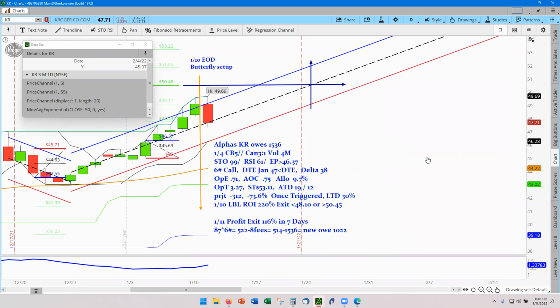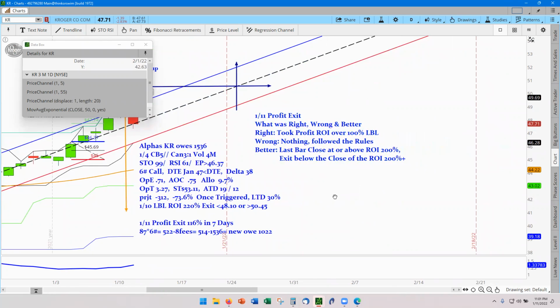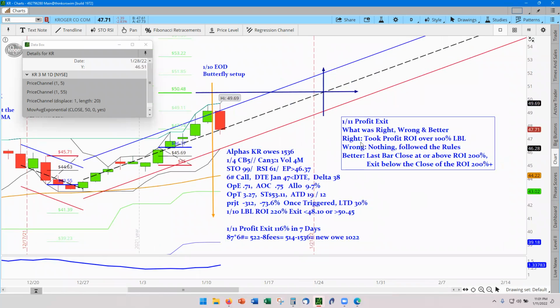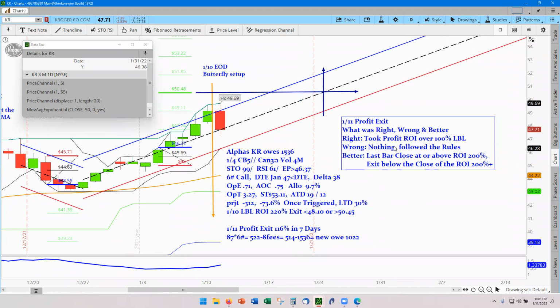So that said, we now go on to evaluation. The question is, what did we do right? What did we do wrong? And what could we have done better? So here we go. What was done right? We took profit, ROI above 100, last bar low. We followed the rules. What did we do wrong? Nothing. We followed the rules. What could we have done better?